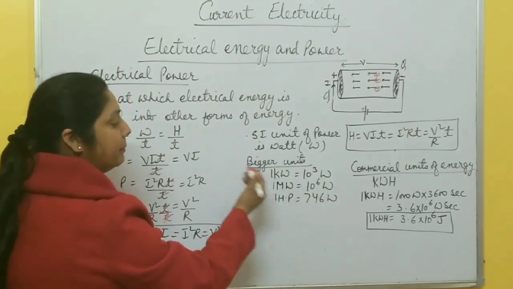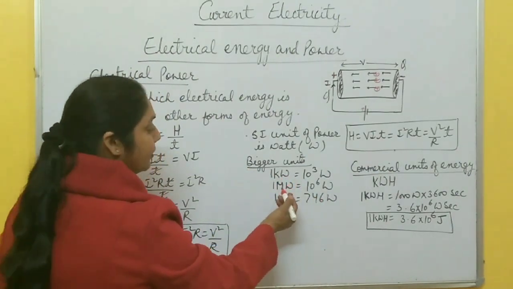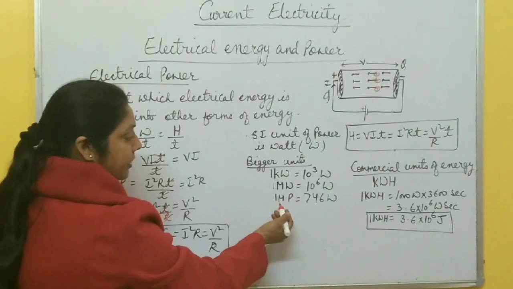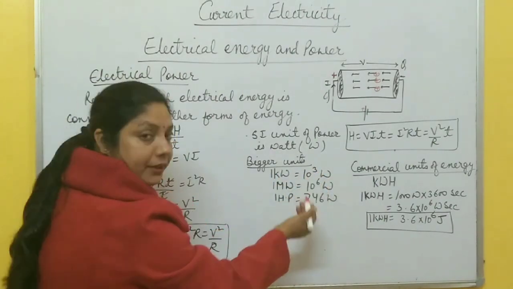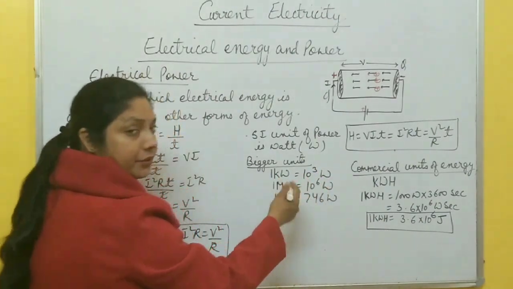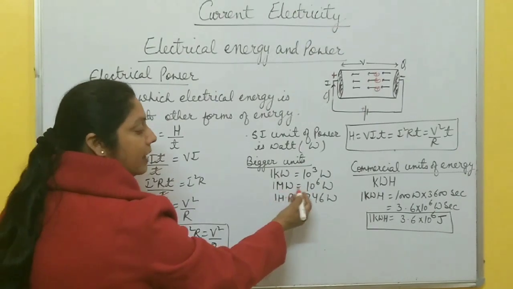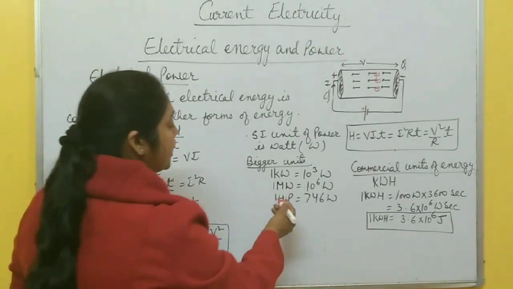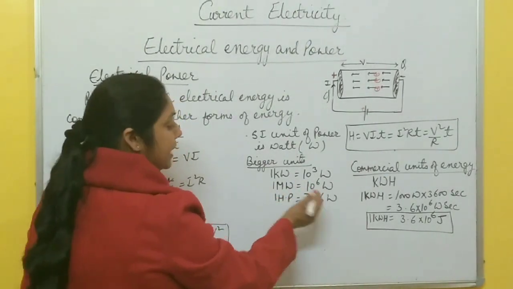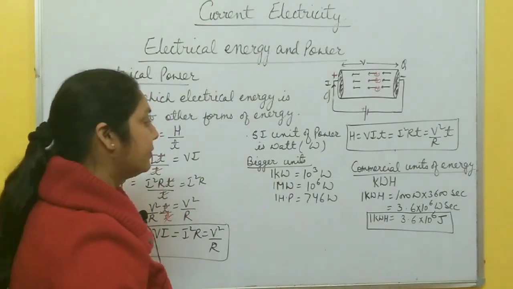There are some other bigger units like kilowatt, megawatt, horsepower, right? 1 kilowatt is 10³ watt, you have to convert into SI units. 1 megawatt is 10⁶ watt, and 1 horsepower, a commercial unit of power, is 746 watt, right?